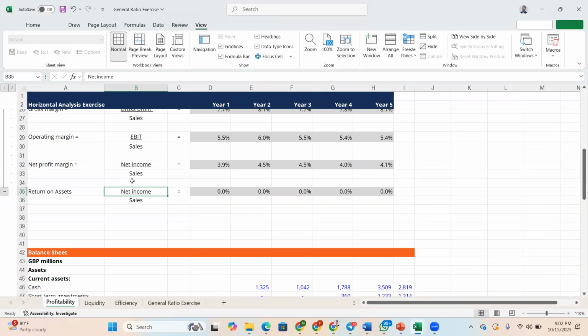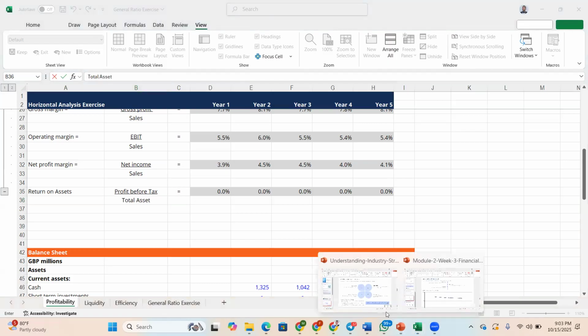What's our return on assets? Profit before tax divided by total assets. Let's not forget the ratio is here.